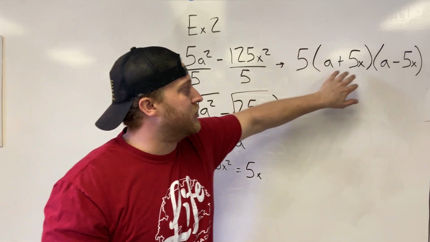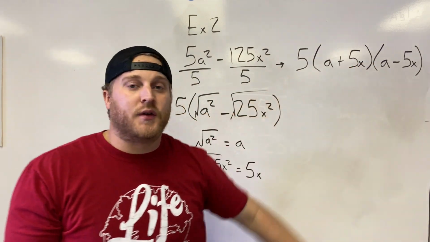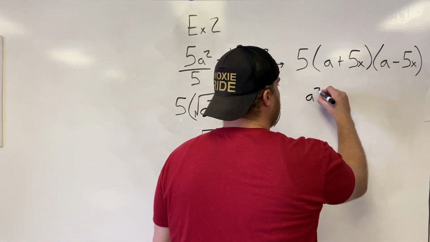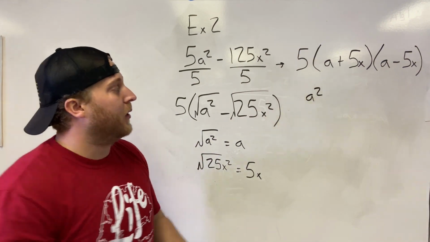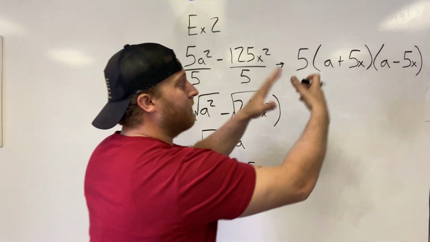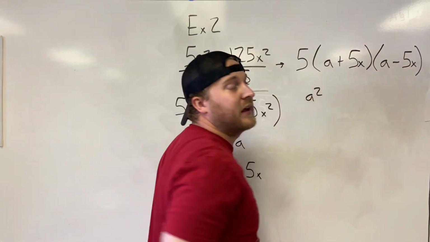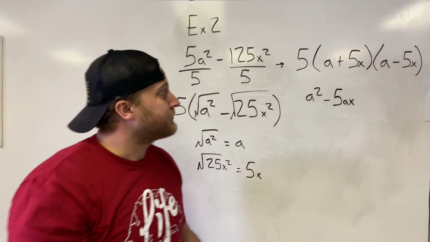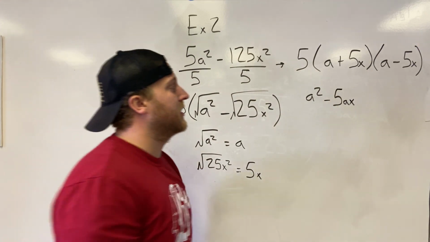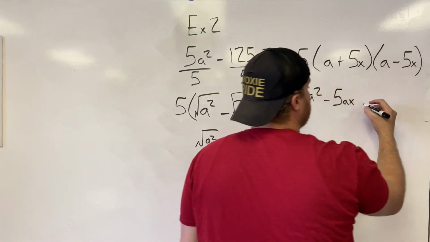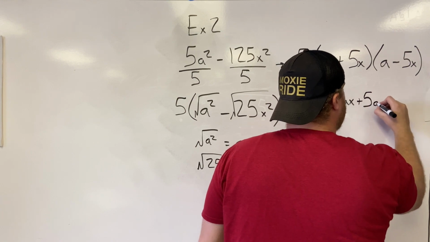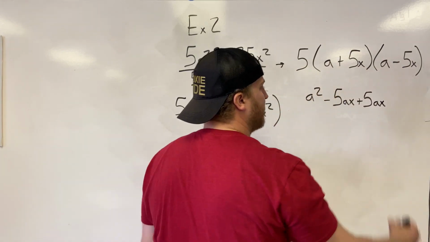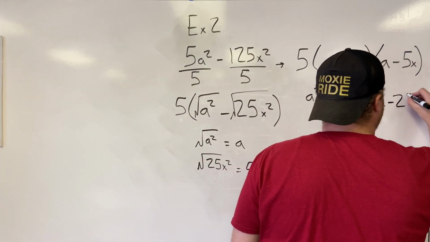So ignoring the 5 and just doing the FOIL method, we're going to first multiply the first terms of each binomial, which would be a times a to get a squared. Next, we're going to multiply the outside terms of the whole entire thing. So we have a times negative 5x to get minus 5ax. Then we're going to multiply the inside terms, which would be 5x and a, to get plus 5ax. And then multiply the last terms of each. Positive 5x times minus 5x to get negative 25x squared.